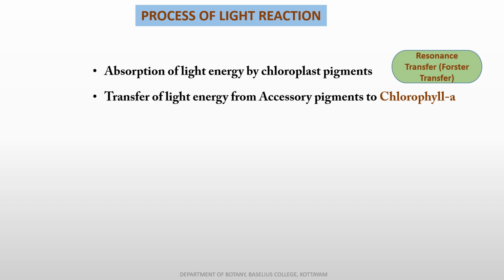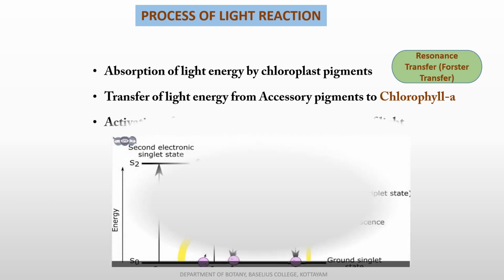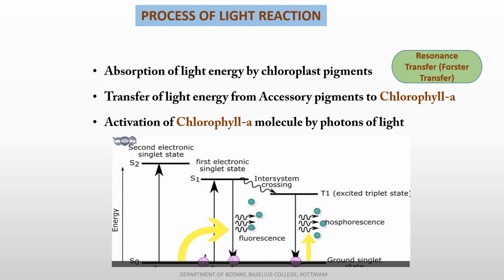The third step is activation of chlorophyll A molecule by photons of light. We know the pigment systems possess two different reaction centers, P680 and P700. Whether it is P680 or P700, they are first in the ground state, that is S0, the ground singlet state. When the P680 or P700 molecule receives a photon of light, it becomes an excited molecule having more energy than the ground state. So this is the difference in energy. From the ground state they are excited to an excited singlet state.